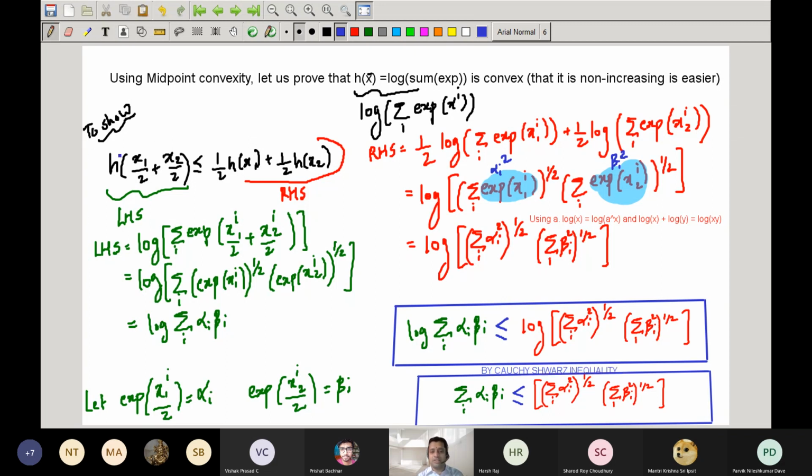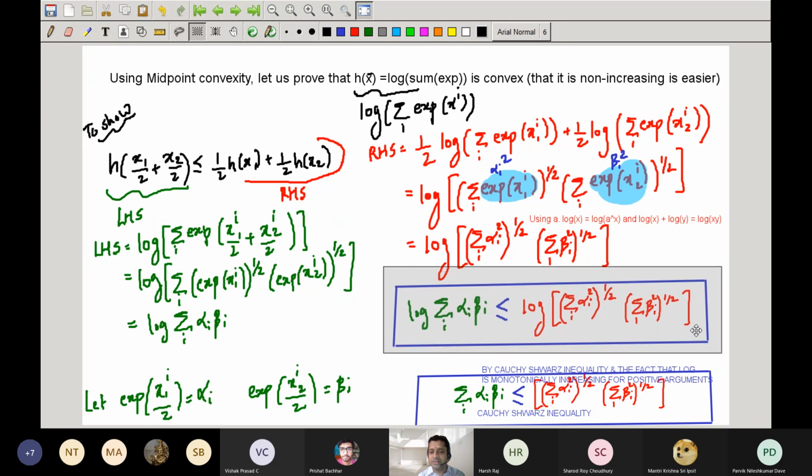Okay, so we have proved that log sum exp is a convex function using the midpoint convexity result, the Cauchy-Schwarz inequality, the one below, and the fact that log is monotonically increasing for positive arguments, which is the case here. We are only dealing with positive arguments. Sorry, this should have come later on. Any questions or comments? Otherwise, we'll move on.